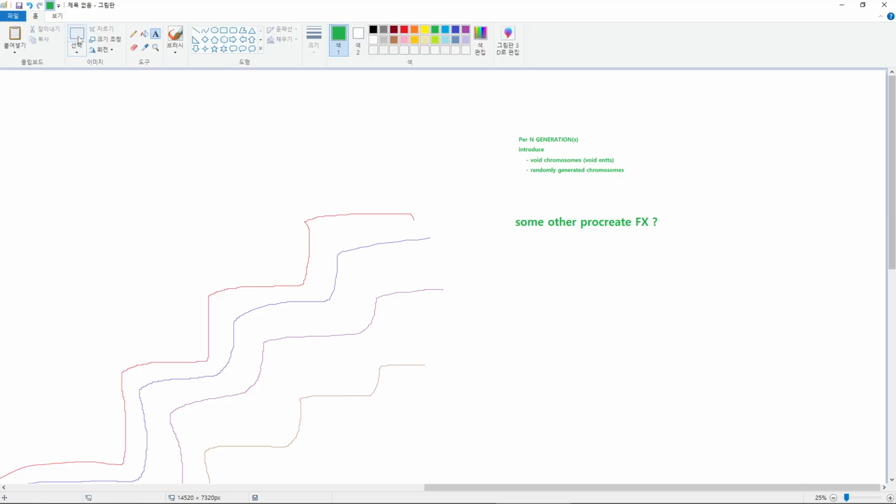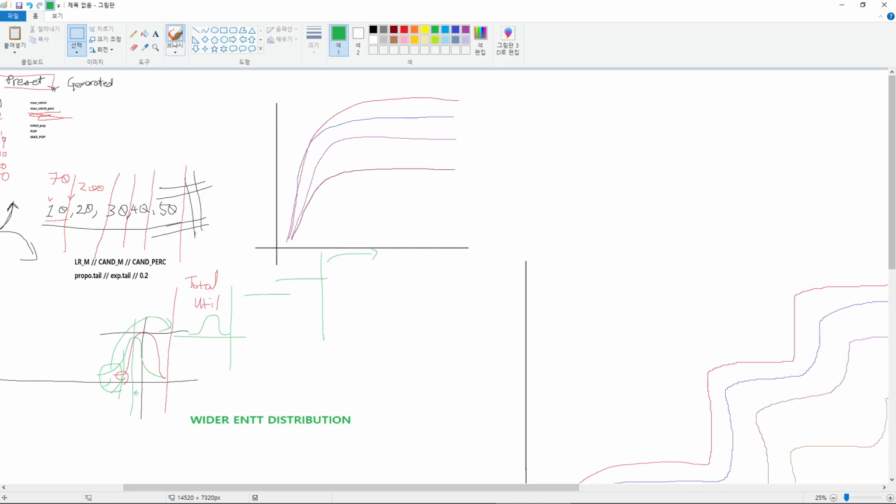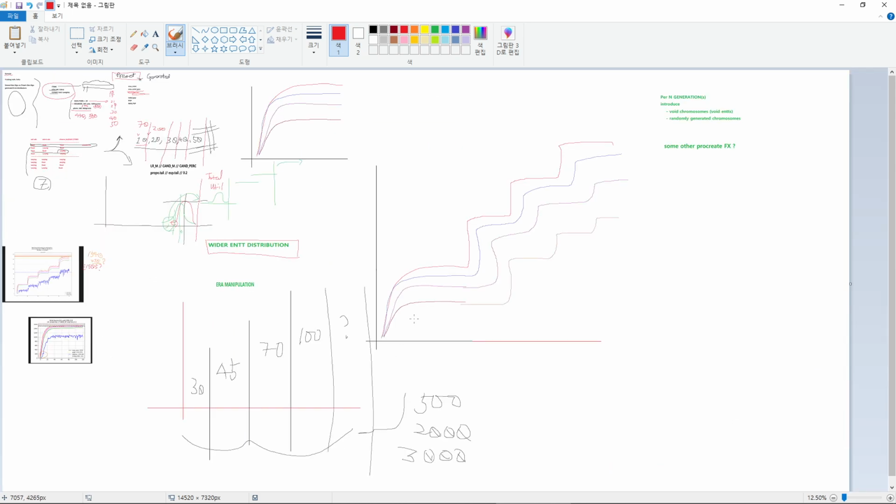And the purpose of introducing either one or all of these two things would be to have, what is it? A wider entity distribution. Not that wide, not too wide, but wide enough.